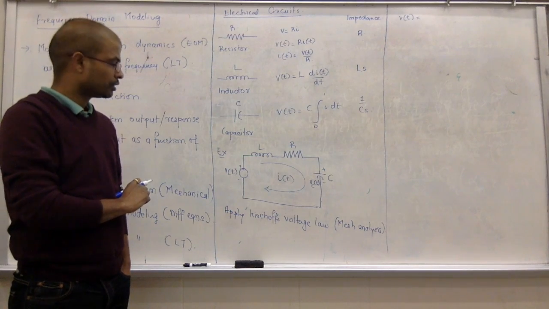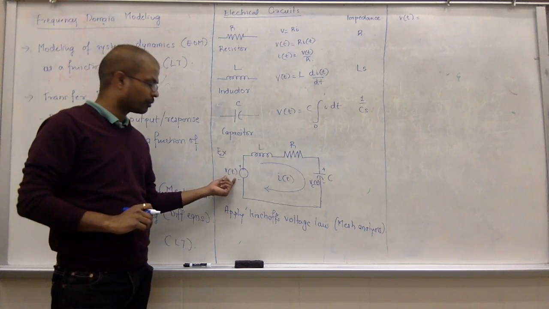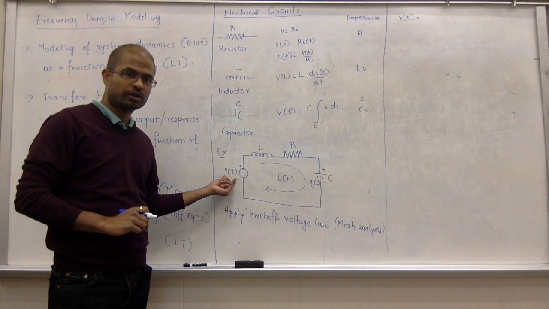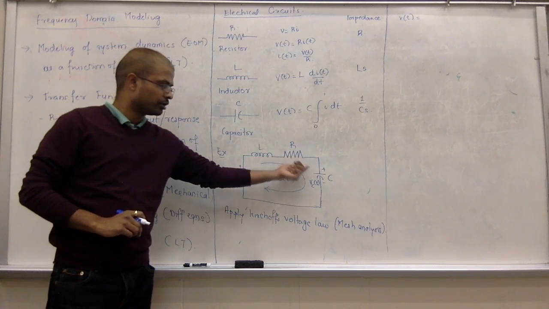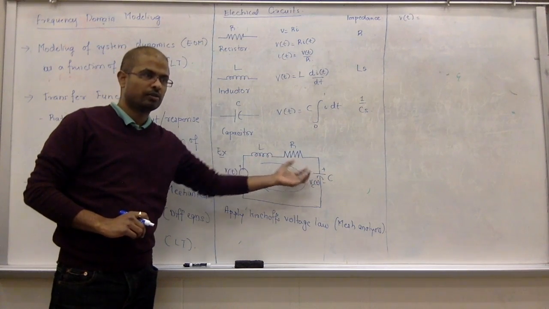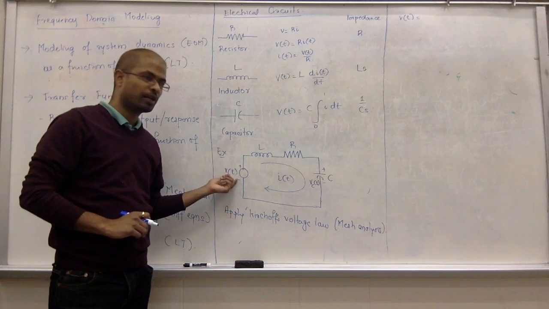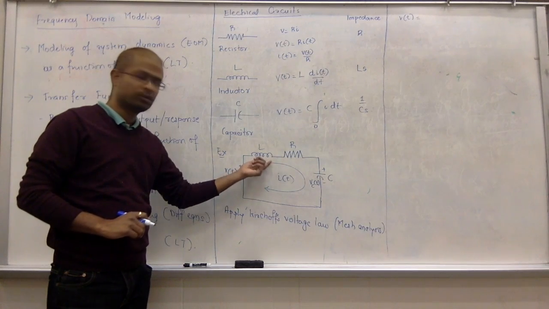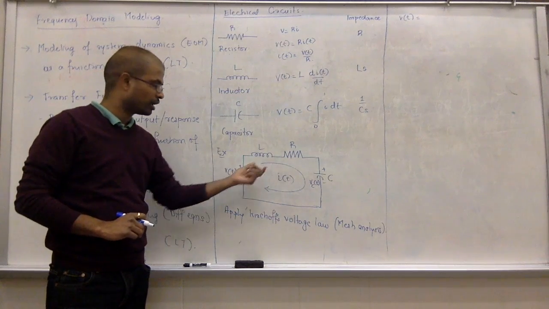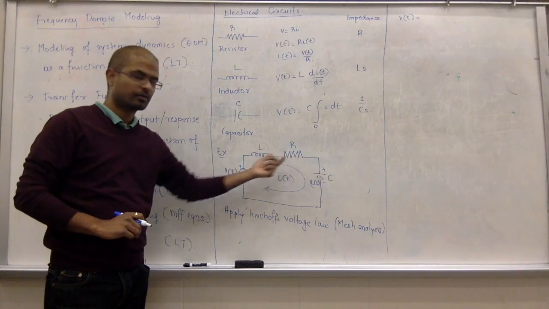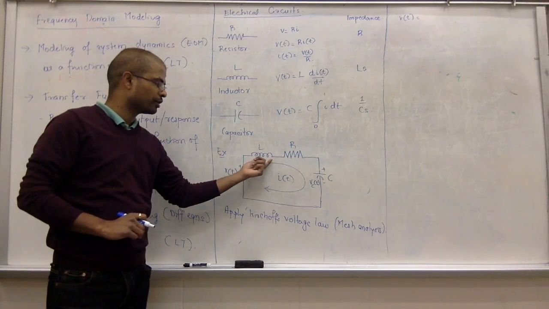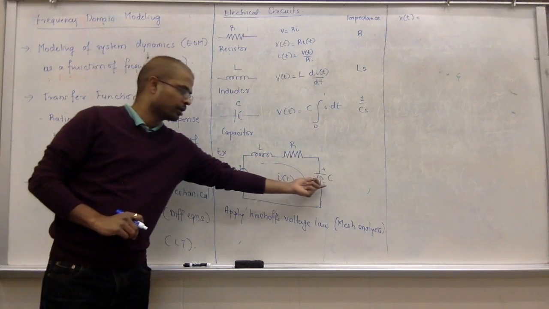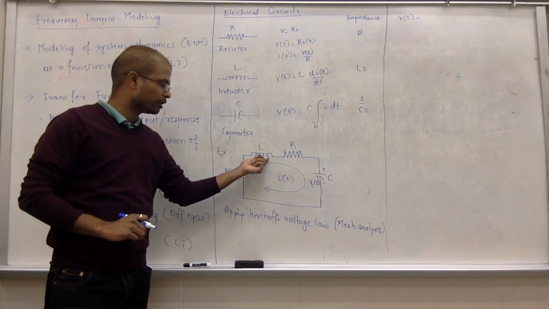So v of t is whatever input voltage you apply here, and it will be distributed. Part of it will be here, part of it here, part of it here. You are applying energy, like a supply, and then it is dissipated, used up. Part of it is used here, part here, part here. How much of it is used here?